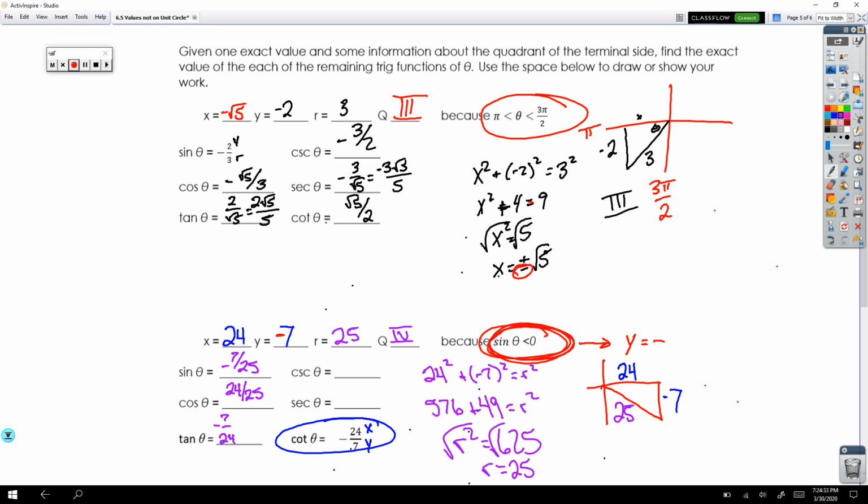So let's go up here to cosecant. We're just going to flip around. So we have negative 25/7, and then we have 25/24. And again, that doesn't simplify, so we are done.